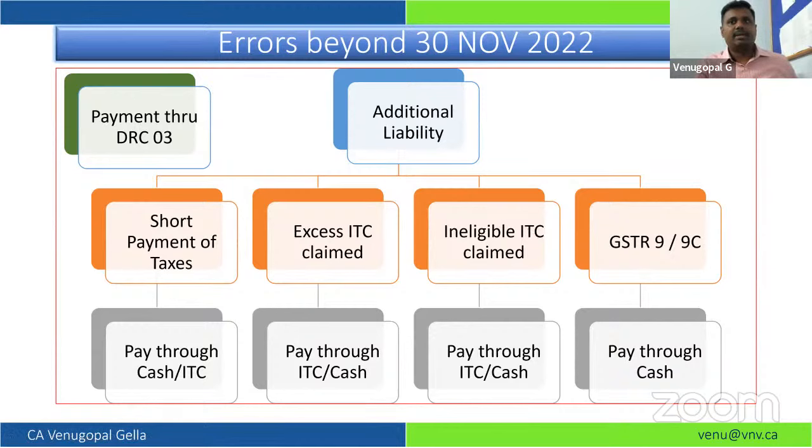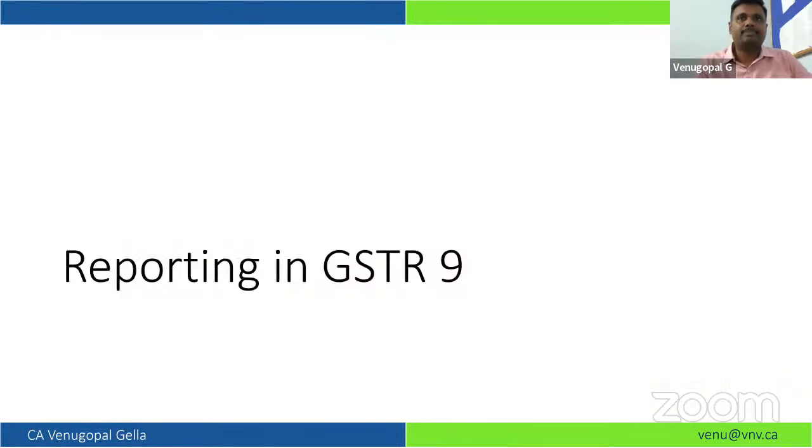DRC-03 and the annual return: what can I pay? A turnover on which taxes are not paid, pay it now. I have made an excess claim of ITC which I need to reverse, pay it now. Ineligible ITC availed, pay it now. Some interest that is coming, pay it now through DRC-03, and you can report it in your GSTR-9. What you can report is the taxes that are paid or payable using GSTR-3B and DRC-03, which will be reported into your GSTR-9.